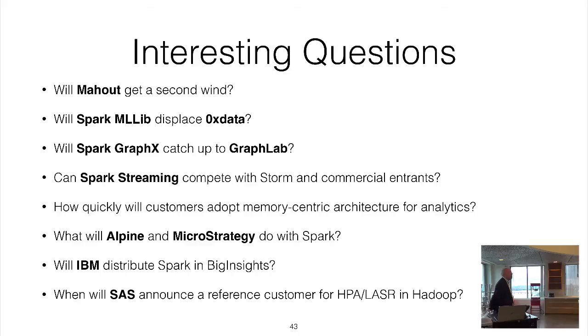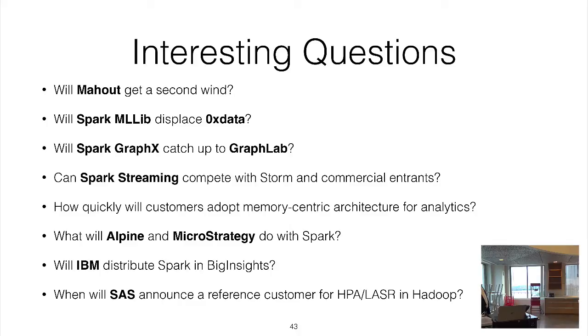Some interesting questions. Will Mahout get a second win? There are positive signs, there's good stuff there. They've made good architectural decisions. They've cleaned up their act. Is it too late? Again, there are only 3 active contributors. Will people be attracted to that project as it matures, or is it just going to go away? Will MLlib displace H2O, or will H2O merge into MLlib? I don't know.